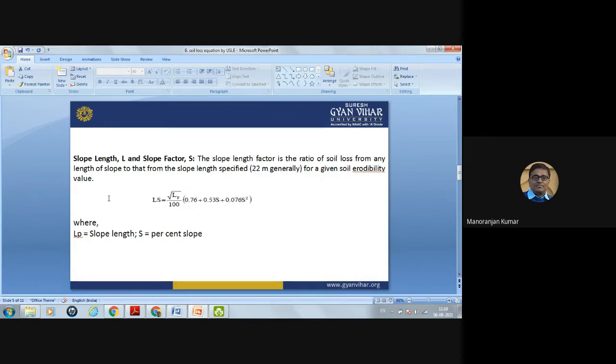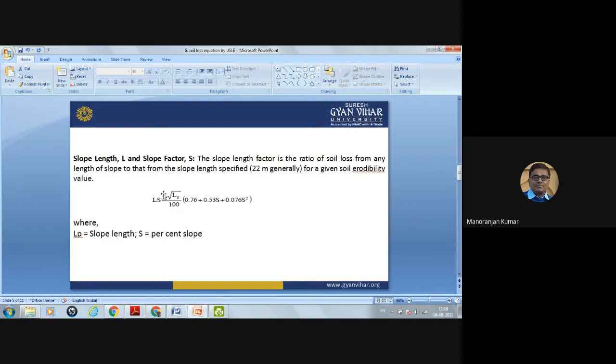Okay, so this slope length factor is the ratio of soil loss from any length of the slope of an area, to the slope length of 22 meters, for a given soil erodibility value. And also you can calculate this LS value by this equation.